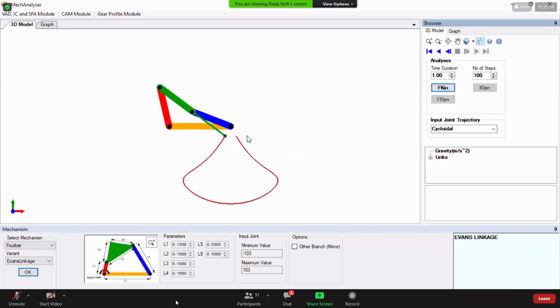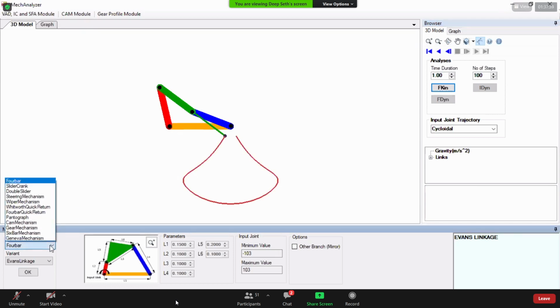But for that, you have to understand what a vector loop is, how you can write the equation of motion, how you can design the trajectory, and how you can design the path. All these things you should know. But here we are just covering the basics, and we are showing you some examples so that you can understand different mechanisms properly.